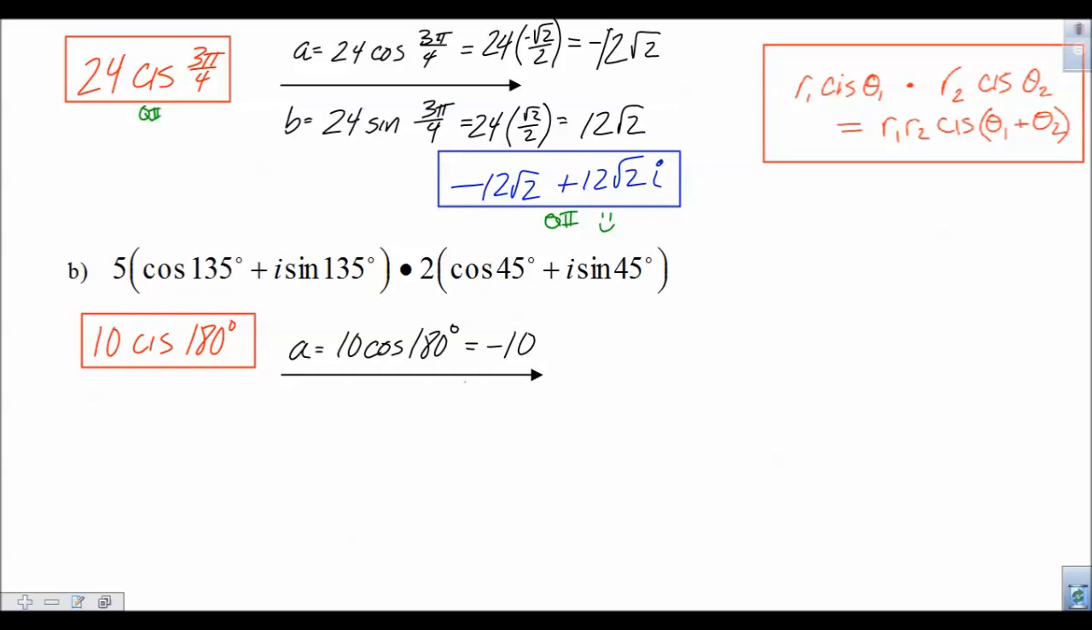Notice this time the cosine of 180 is going to make negative 1, so we're going to take negative 1 times 10 to give us negative 10. Sine of 180 is 0, so we're not going to have a bi here at all. So we have negative 10 plus 0i, or we can just call it negative 10.